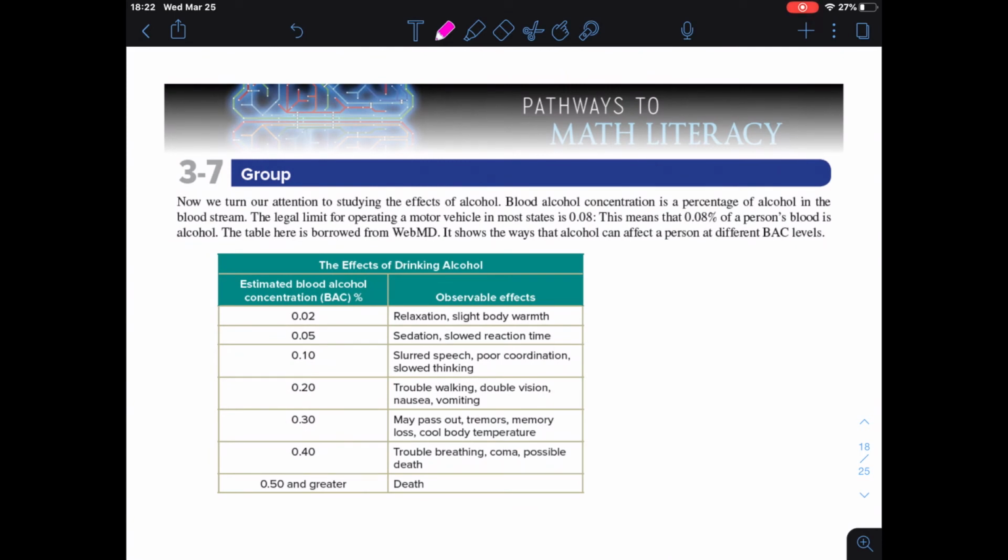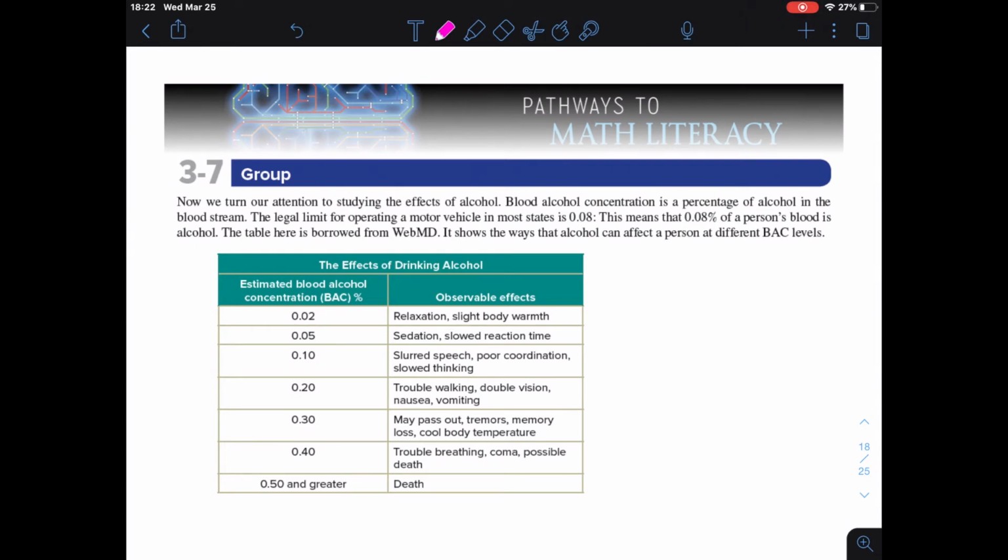So let's get some practice working with some other types of lines. We're going to work with blood alcohol concentration. So the legal limit when you're operating any type of car or motor vehicle is 0.08. So pretty much that means you're going to have alcohol that's going to get into your bloodstream the more you drink. So the 0.08 legal limit means 0.08% of the person's blood is going to be alcohol.